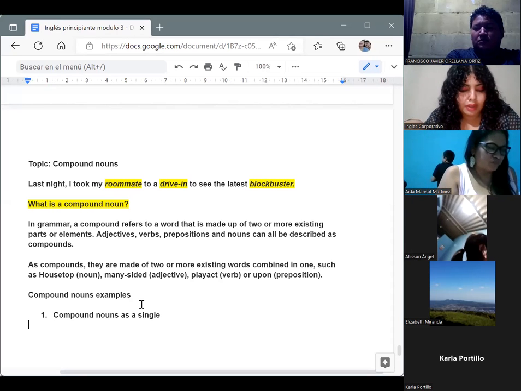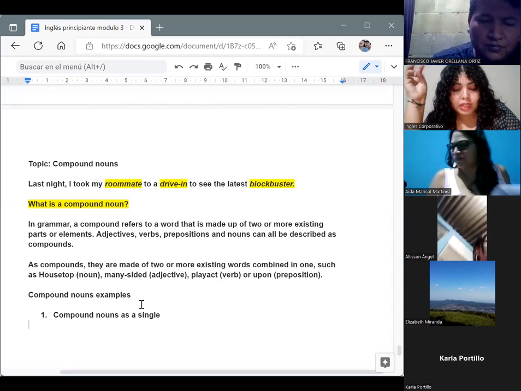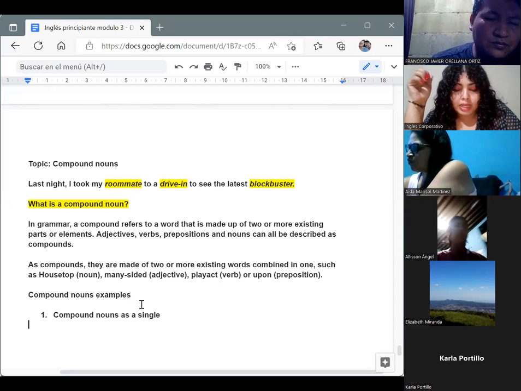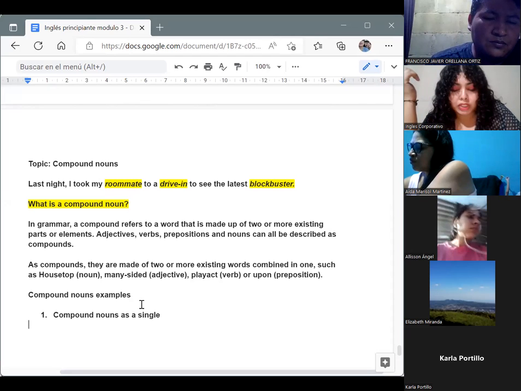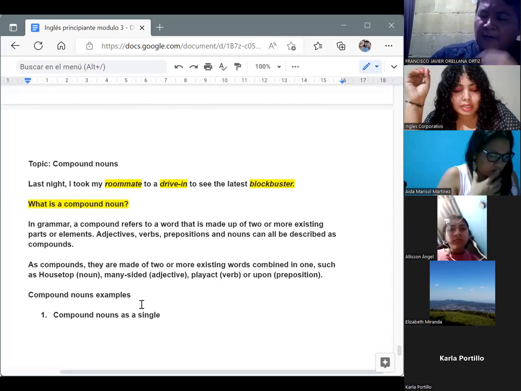This type of compound noun is formed by combining two words from different parts of speech together into a single word. And we have some examples.